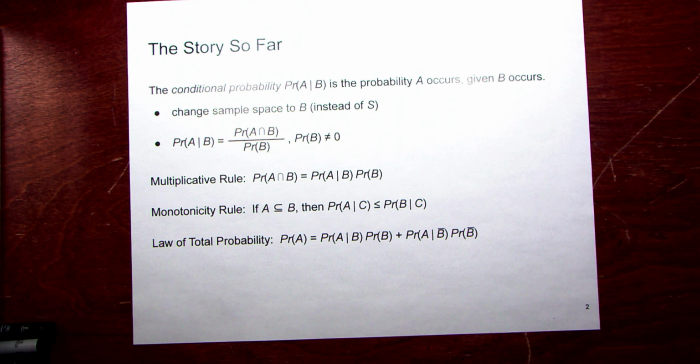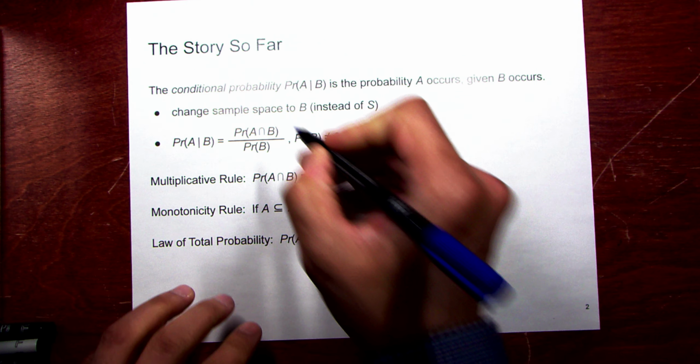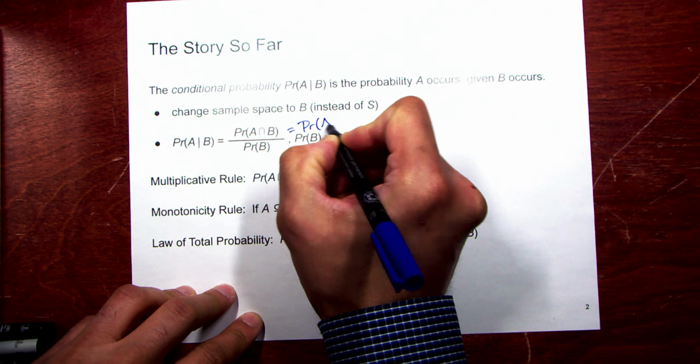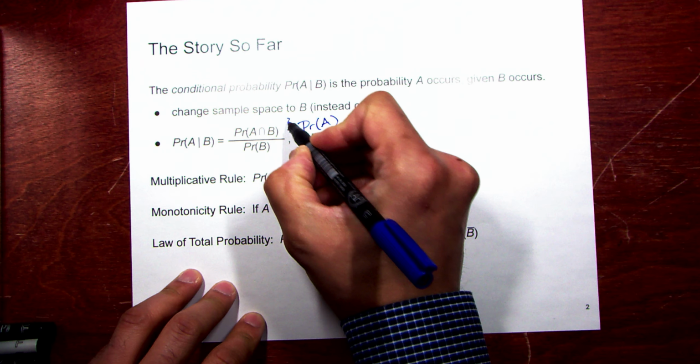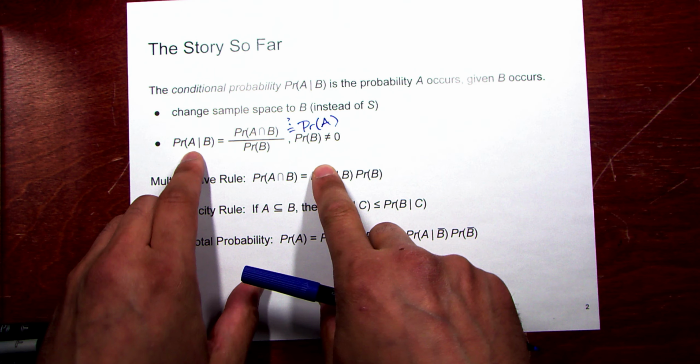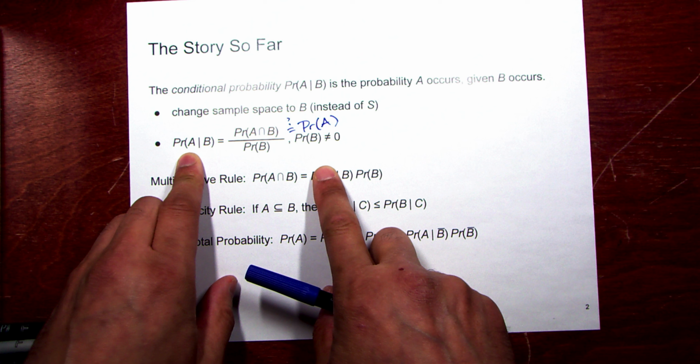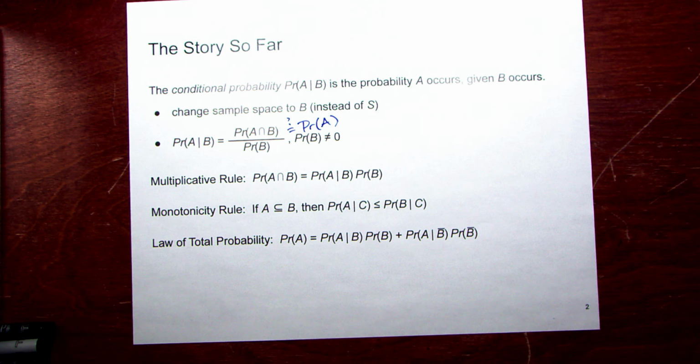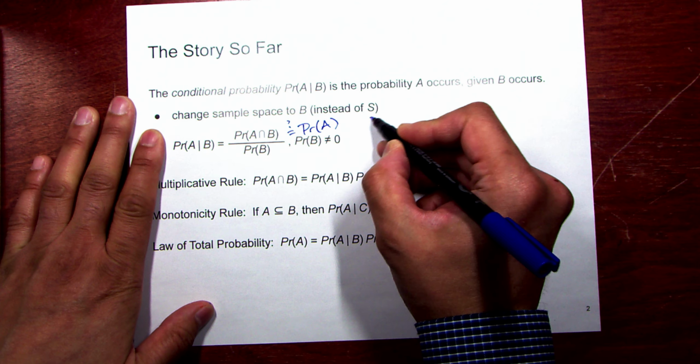Now, something I mentioned just recently, because we were talking about independence, was what happens if this thing is equal to the probability of A. If the probability of A given B gets you the probability of A back, it means that the extra information given by B actually didn't change anything. B didn't matter. It's not that the sample space didn't shrink, or that we excluded any cases, but B and A seem to just not matter to each other at all. And this is essentially what independence means.